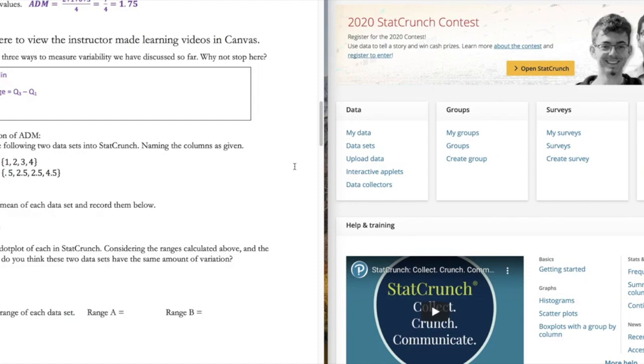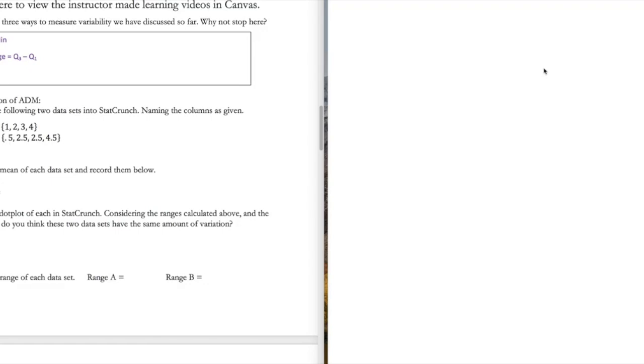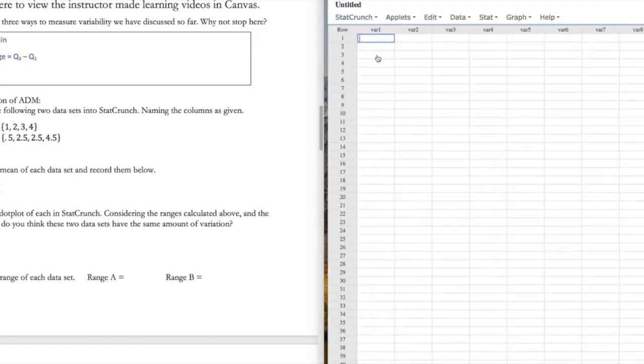So we're going to use StatCrunch to calculate some things for each of these data sets. So let's go ahead over to the right hand side here. Let's open up our StatCrunch spreadsheet and I'm going to put each of these data sets into my spreadsheet. Remember that if we click up on the name of the column there, we can input our own name and then just put in each value of that data set. var2, let me call that one B, just like is on the paper, and then put in each of those data values.